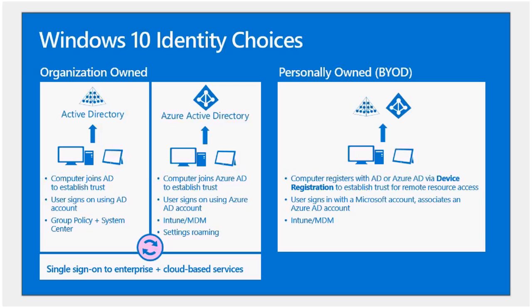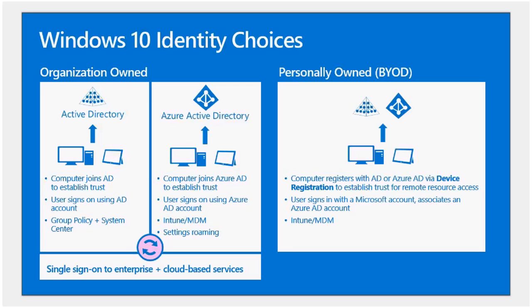If you take a machine instead and join it into Azure AD, which is a new capability in Windows 10, it establishes the trust between Azure AD and the device. The user can then sign in directly using their Azure AD credentials. In this case, we're not providing group policy from the cloud, so management comes from Intune or another third-party MDM service. We will eventually provide settings roaming through Azure AD as well.